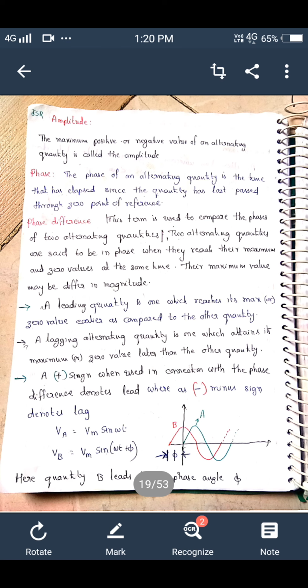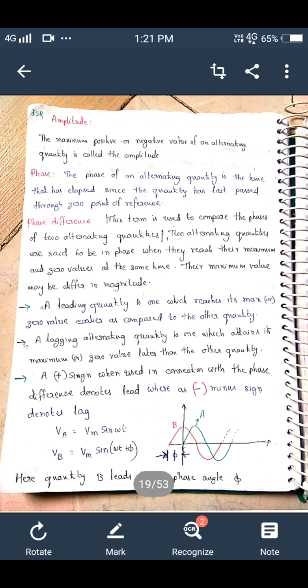Phase difference: if there are two sources, the displacement between one source and another is called phase difference. If you compare two signals and both are not reaching maximum values at the same time, or not reaching zero at the same time, then we can say a phase difference exists between those two signals. Phase difference is denoted by the letter phi.